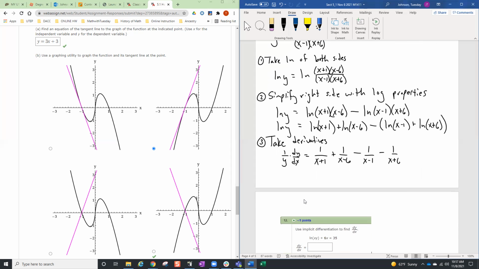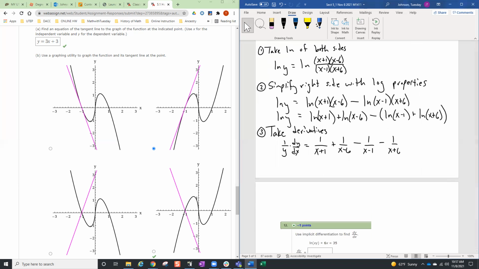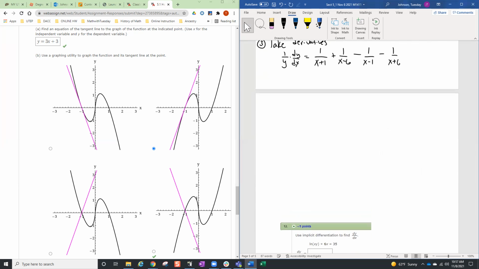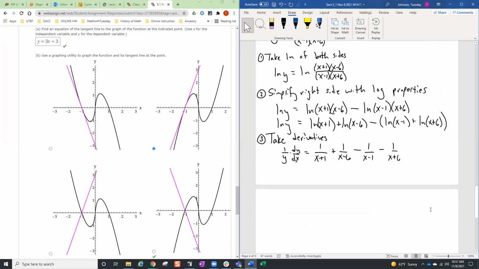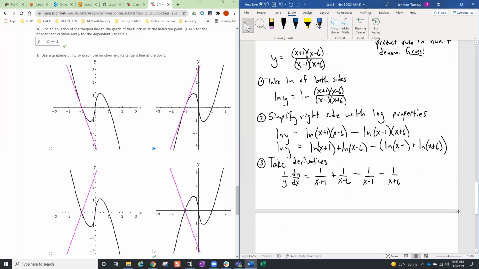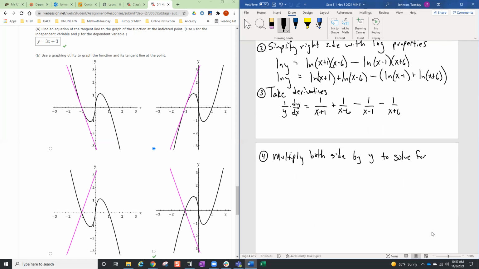So let's find my cursor. Let's make more room here. All right, so we take the natural log of both sides, and then we take the derivatives, and then multiply both sides by y to solve for dy dx.